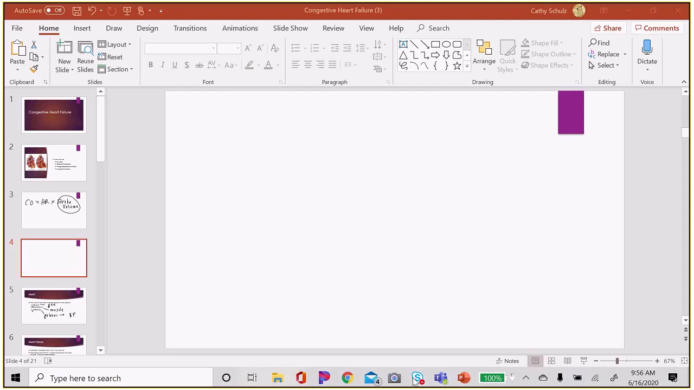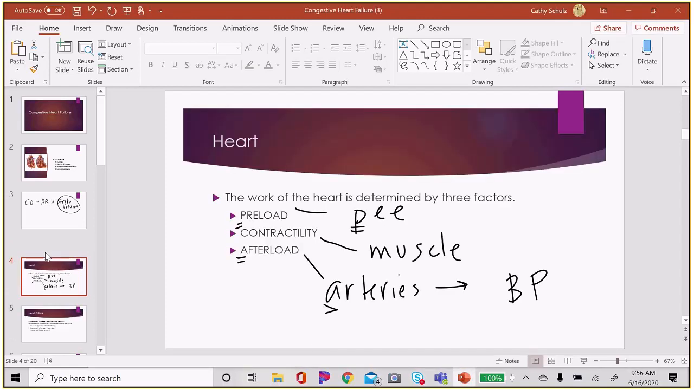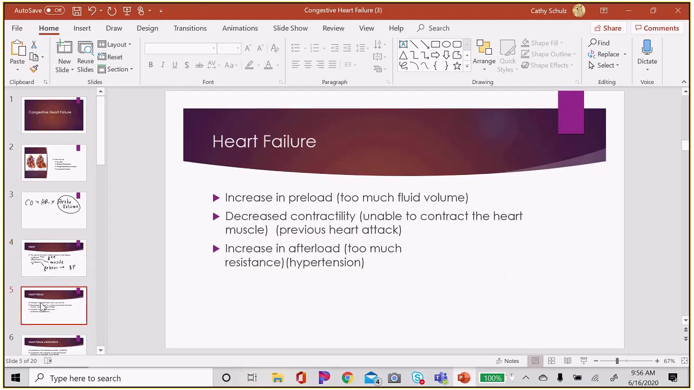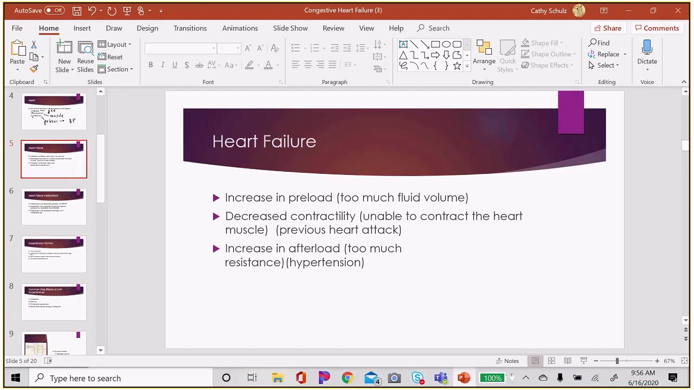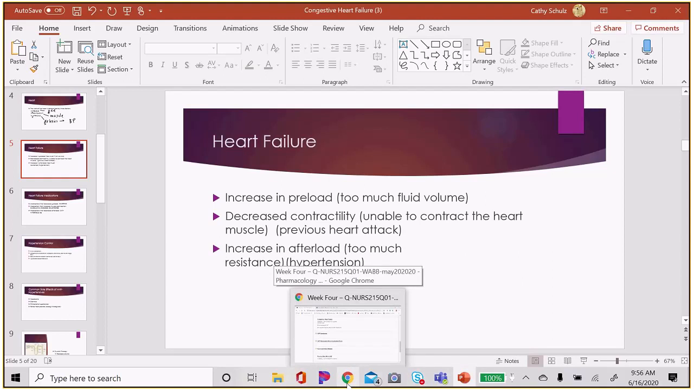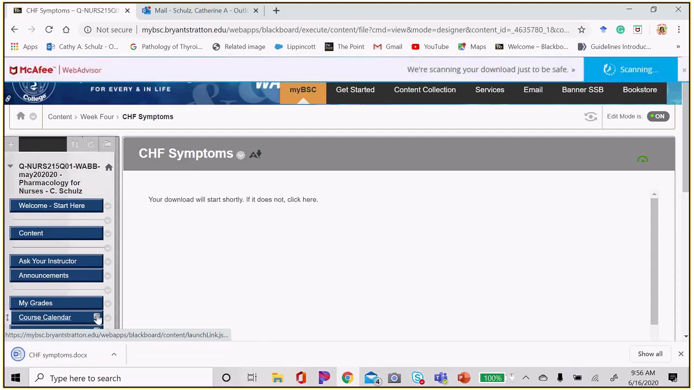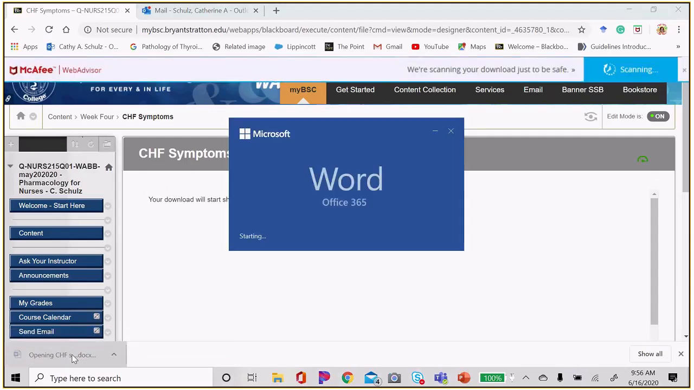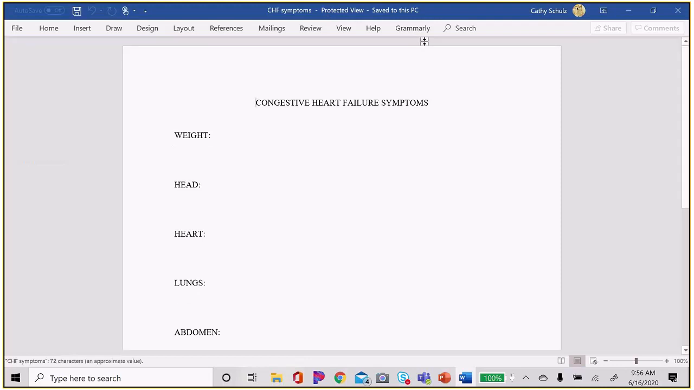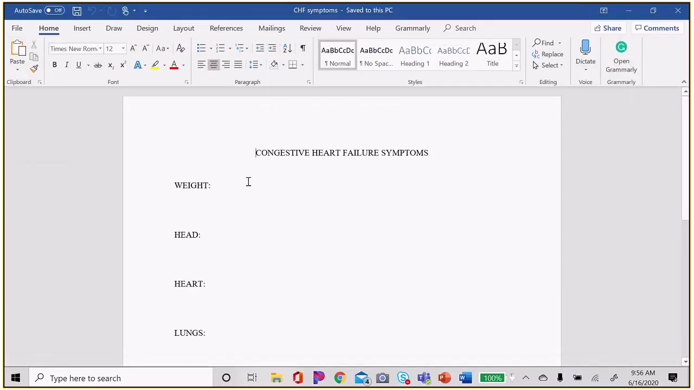So in order to be sure that we know that the patient is getting better, because we always have to know, whatever we're doing, is it working? Does the patient have improved symptoms? We have to think about what are the symptoms of heart failure. So that's one of these sheets that I have here, congestive heart failure symptoms. Because we have to focus on these in order to be sure that we're getting questions right about the medications being effective.